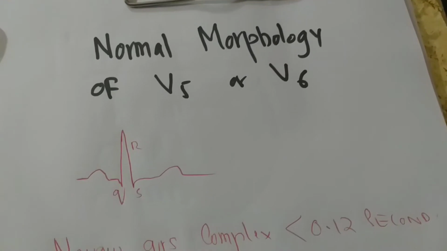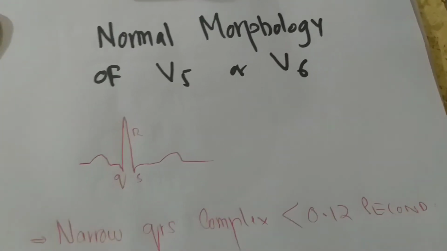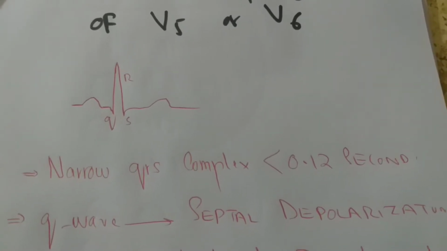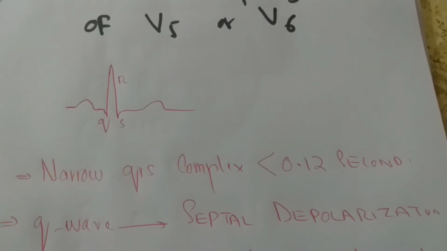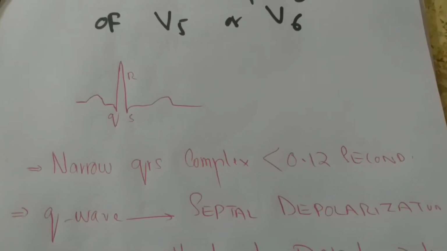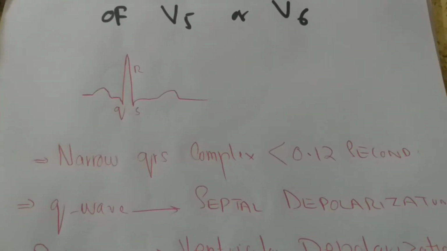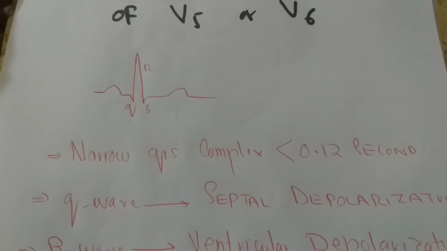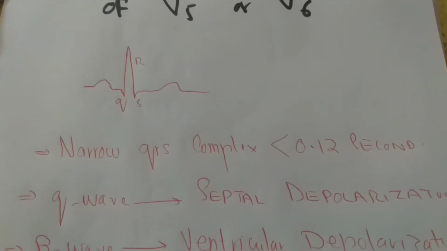So in order to understand the left bundle branch block, we should understand the morphology of normal V5 and V6. So the normal morphology of V5 and V6 is that there is a narrow QRS complex of less than 0.12 seconds. Why is it narrow? Because there is a very rapid movement of the impulse through the ventricular muscle causes its depolarization so fast that it generates a very narrow QRS complex, which is less than three small boxes in duration.